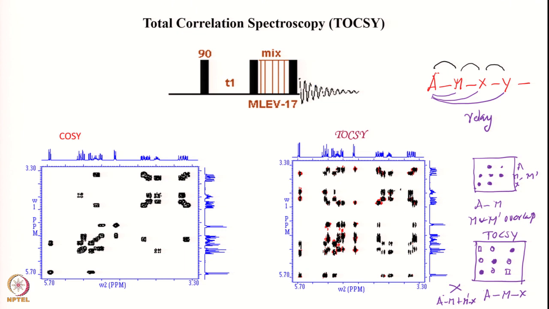The second important point here is all the peaks will have in phase character. Another important factor which I should mention, that all the peaks are plus plus plus plus. There is no plus minus at all, okay. So, therefore, there is all in phase. This is called all in phase character in the TOCSY.